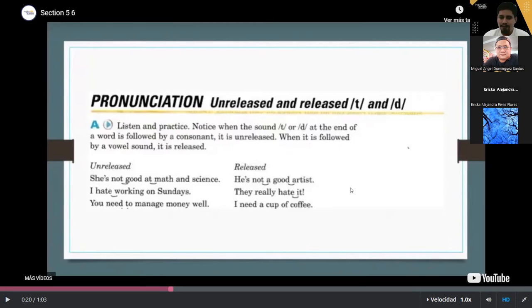Is it clear? I don't know if it is clear what I'm saying. Yes. Yes. Okay, let's practice.